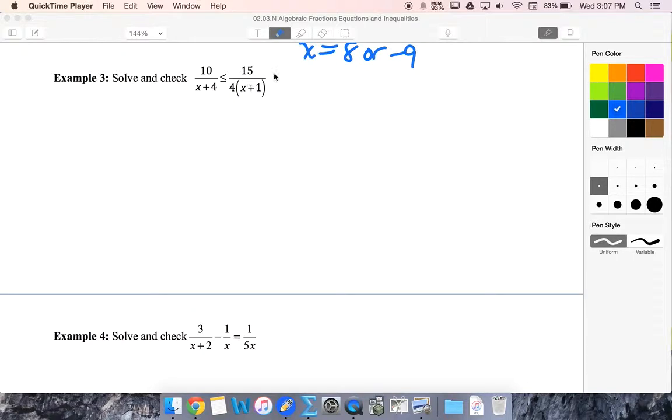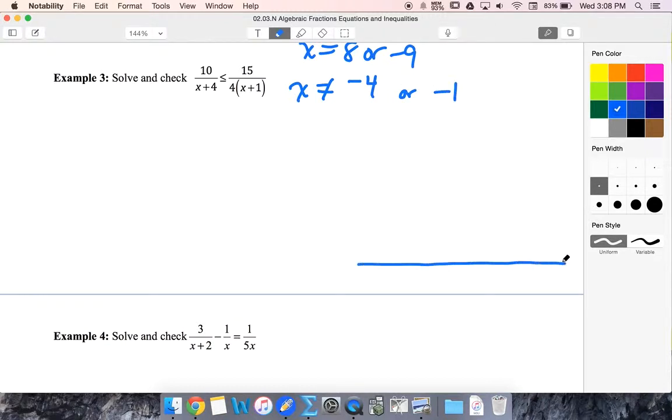So the first thing that we're going to do, we're going to think about sign diagrams again. So we know looking at this straight away that x cannot equal negative 4 or negative 1. So down on my number line, those are definitely going to be things I'm going to think about. Negative 1, negative 4. And now I want to think about where they're equal to each other.